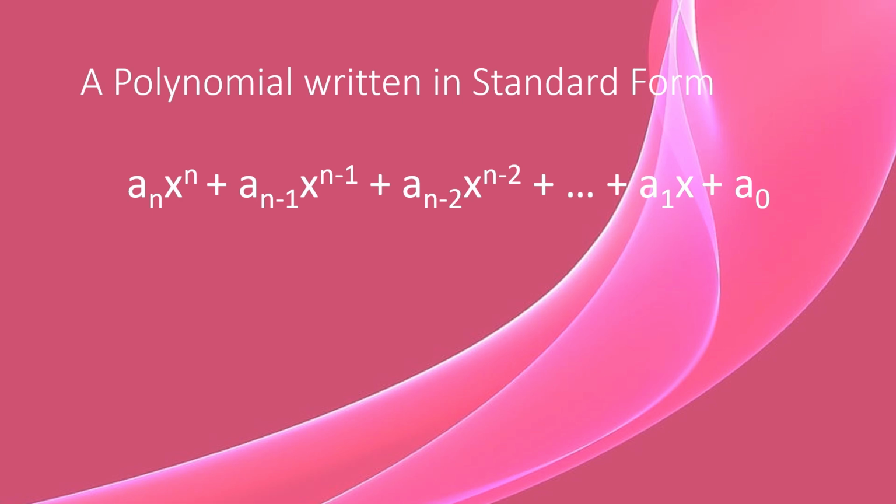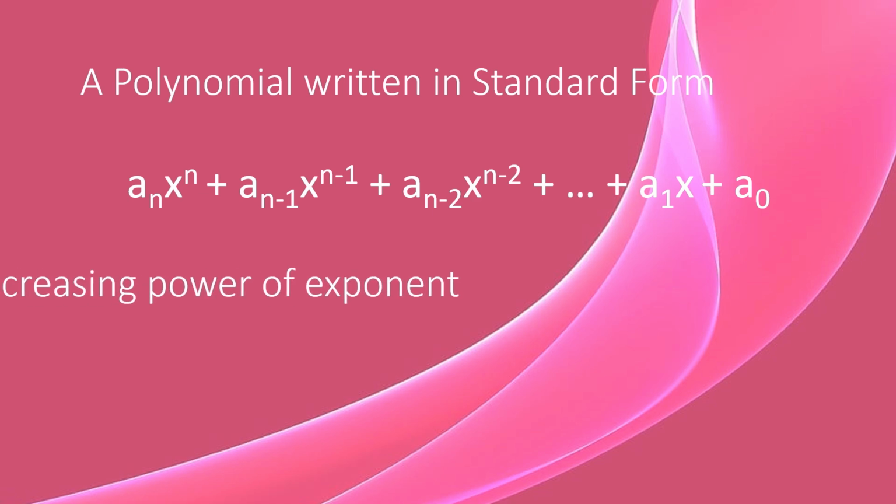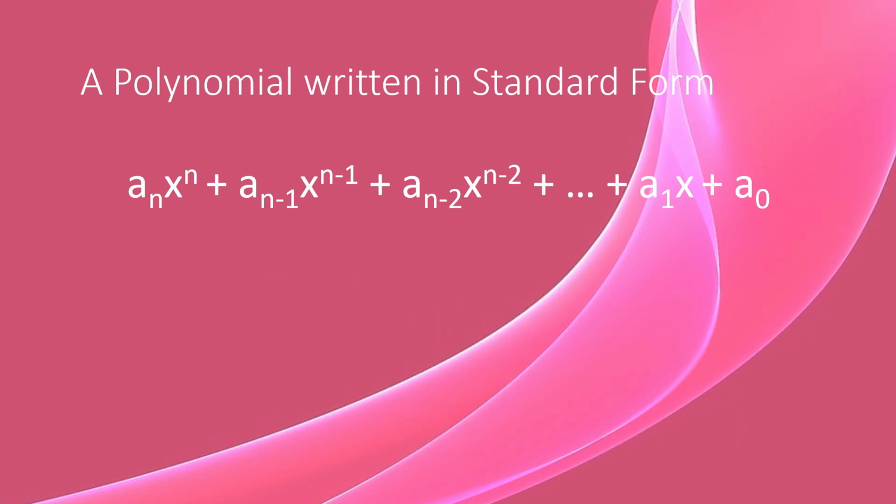a sub n x to the power of n plus a sub n minus 1 x to the power of n minus 1 plus a sub n minus 2 x to the power of n minus 2, and so on and so forth, plus a sub 1 x plus a sub 0. So the polynomial is written in decreasing power of exponent, meaning it is arranged from the term with the highest exponent down to the constant.